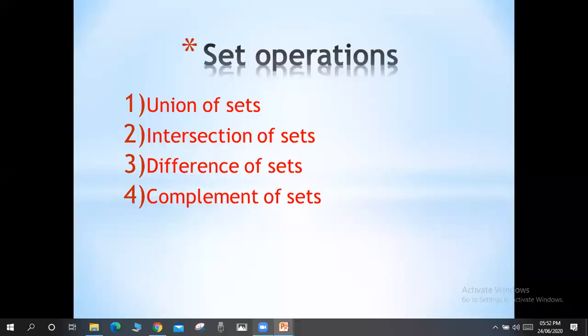Set operations. Union of sets, intersection of sets, difference of sets, complement of sets. In the previous class, we discussed union of sets and intersection of sets. Now, in today's class, we will discuss difference of sets.